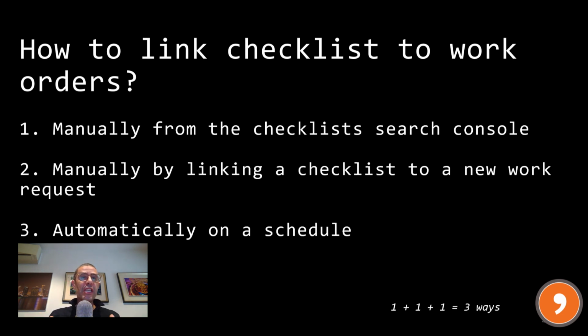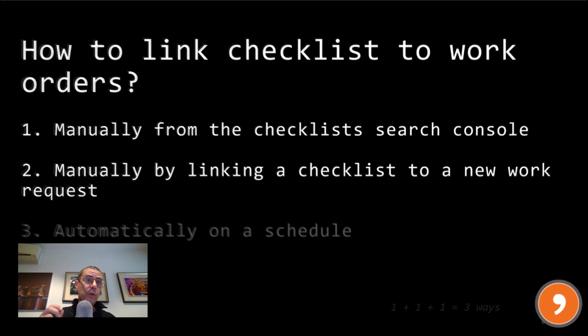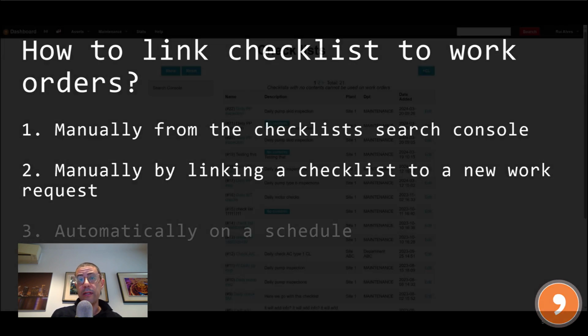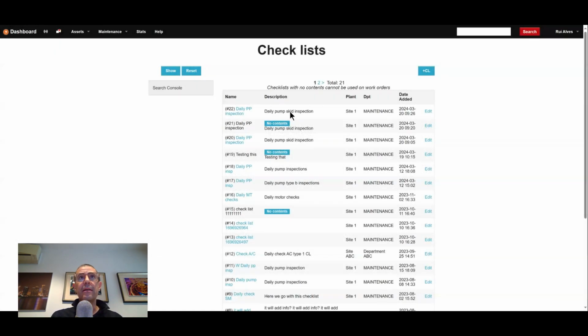You can think about the scheduled one as a way to automatically create work orders, for daily inspections, for example, that already have that checklist attached to them, to save you the trouble and the work of doing that manually. We'll start with the two manual ways, which we'll probably sometimes have to use, so it's handy to know how to do it, and then we'll go on to how to schedule a work order that has a checklist attached to it.